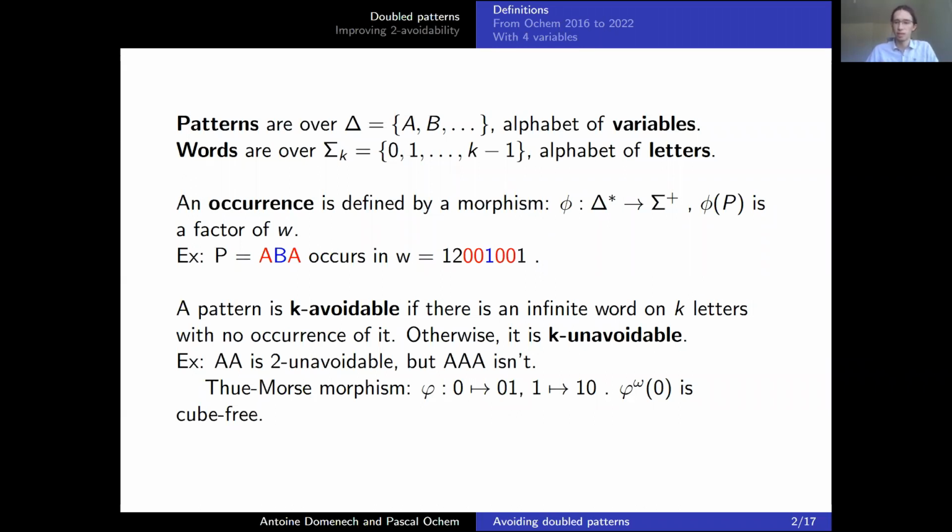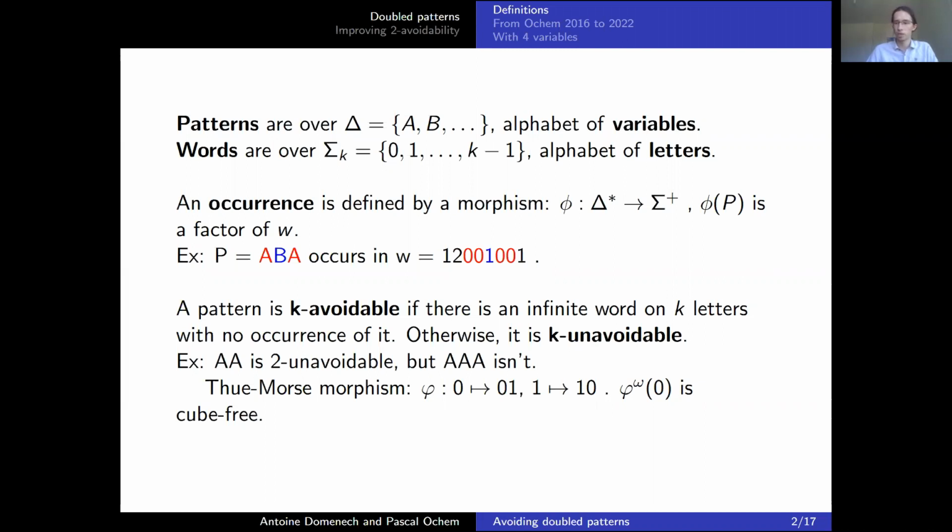And this is proved by the Thue-Morse morphism, which is the morphism that I give below in the slide. You map 0 to 0-1 and 1 to 1-0. You take the infinite fixed point of this morphism, and then you can show that it is cube-free. That's a common result. So that's for patterns, words, and avoidability.